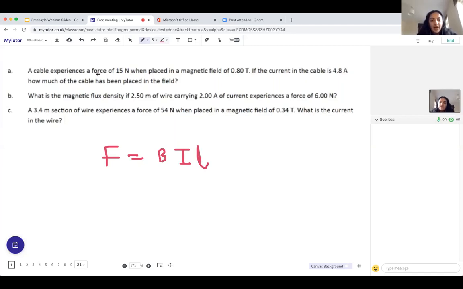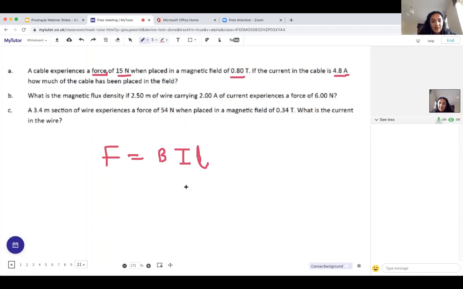So for the first one, we have a cable that experiences a force of 15 newtons when placed in a magnetic field of 0.8 Teslas. That's what that T stands for. If the current in the cable is 4.8 amps, how much of the cable has been placed in the field? So this is asking us to find the length of the cable, the length of the cable that is under this influence of the field.